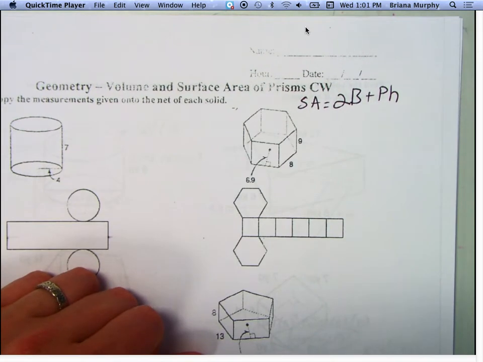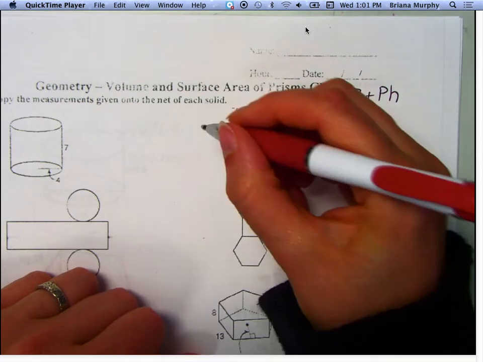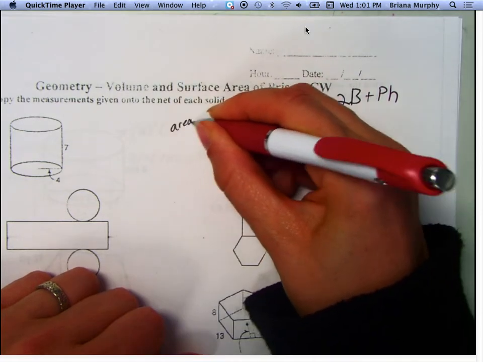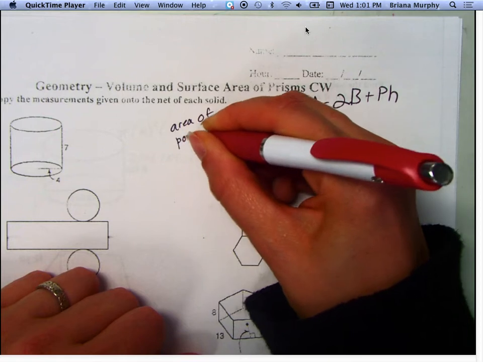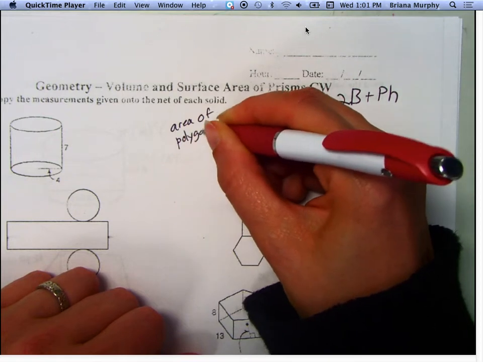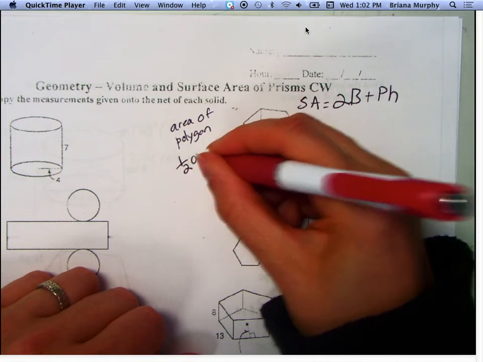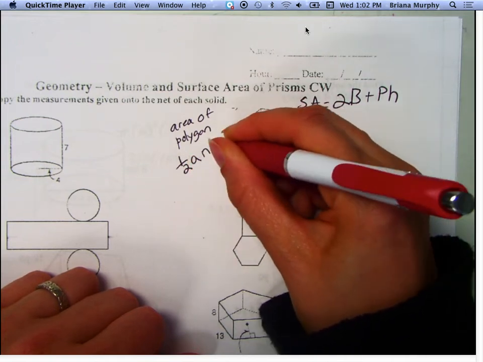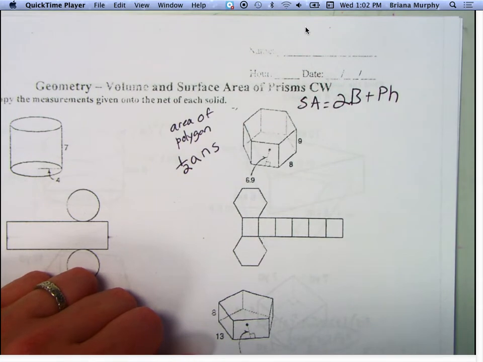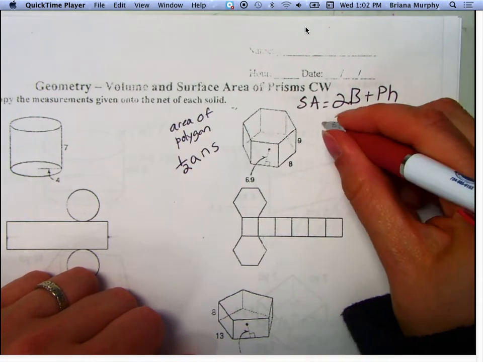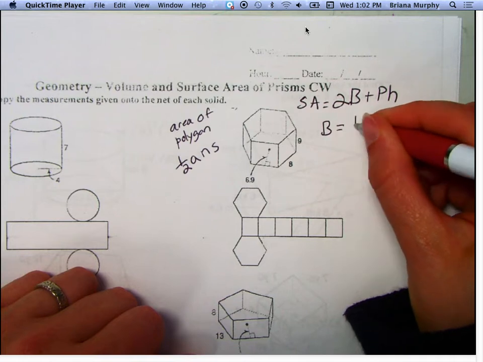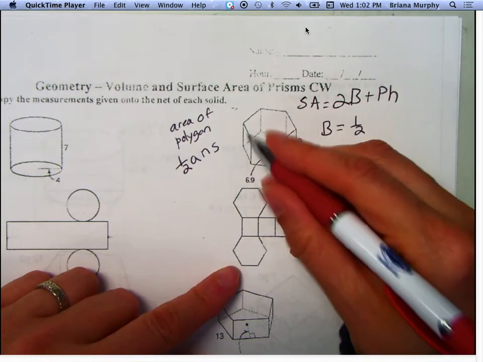Okay. For the area of a hexagon, what is that formula again? Do you guys remember? For area of a polygon? 1/2 apothem times the number of sides times the length of the sides. Okay? So the area of this base is going to be 1/2. What's the apothem? So let's rewrite this.